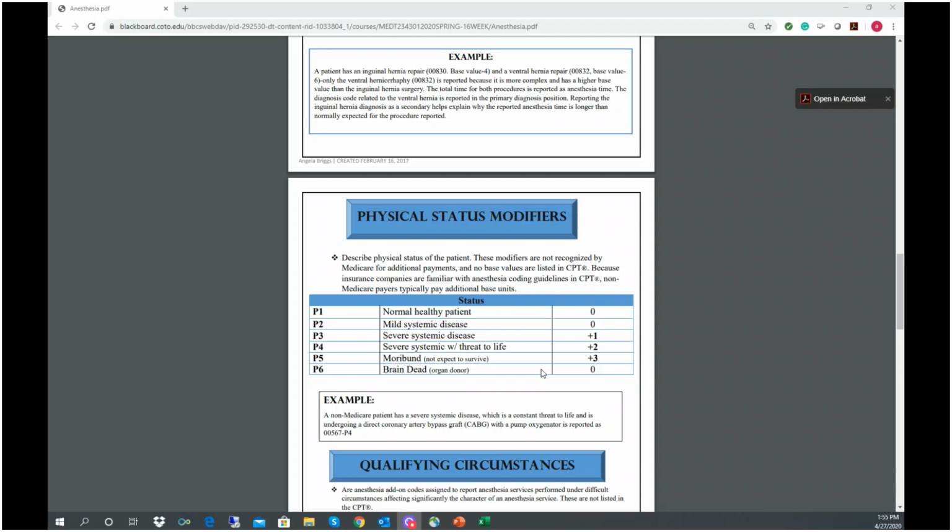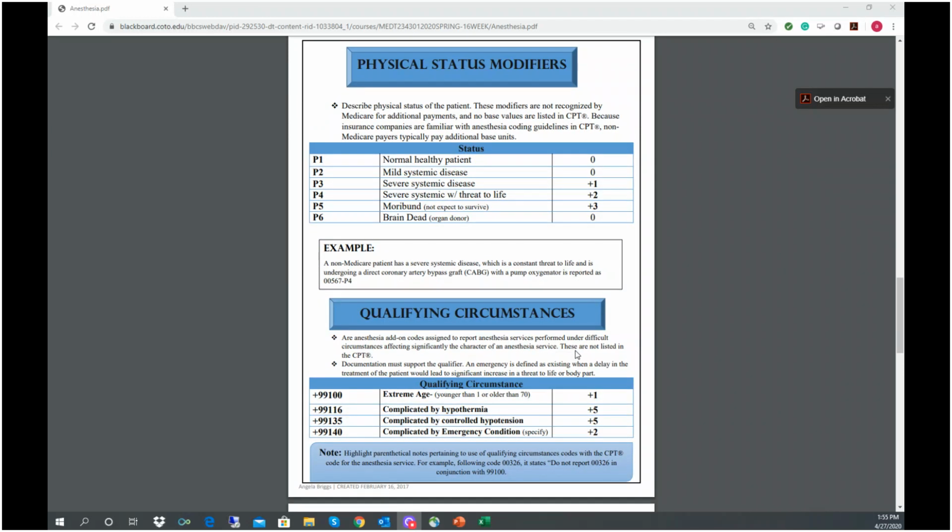It's a 0. So the example, a non-Medicare patient has a severe systemic disease, which is a constant threat to life and is undergoing a direct coronary artery bypass graft, a CABG, with a pump oxygenator, is reported as 00567 P4. So these are placed on the anesthesia code.